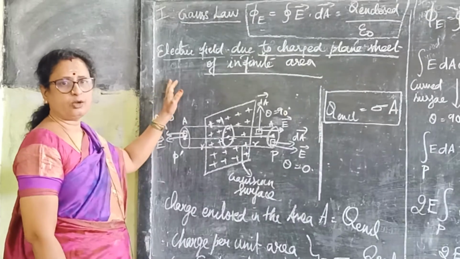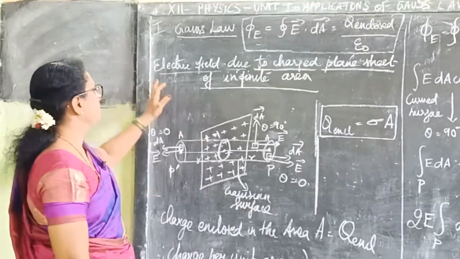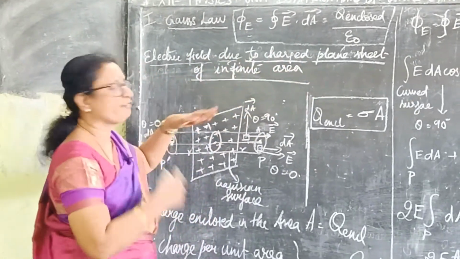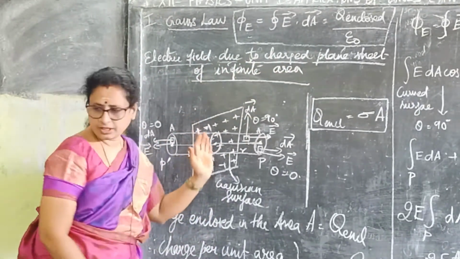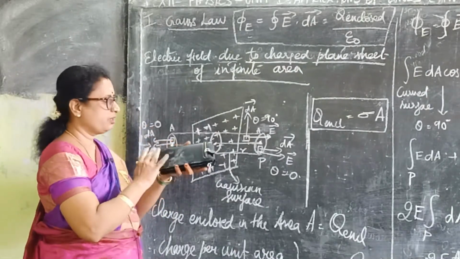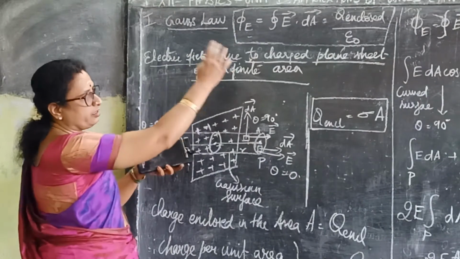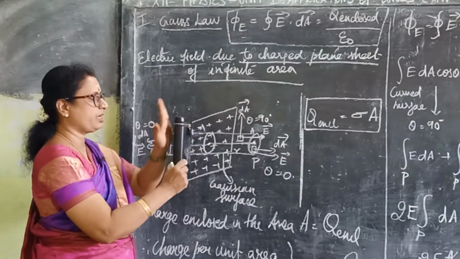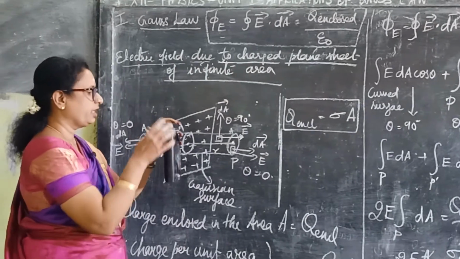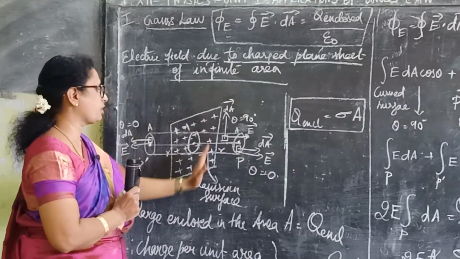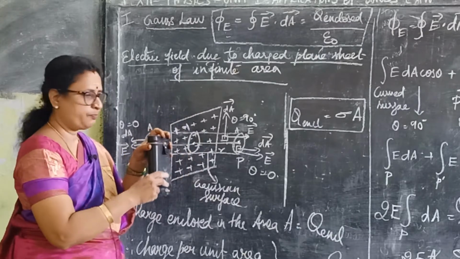Okay children, now we will pass on to the second application, finding the electric field due to a charged plane sheet of infinite area. We are going to consider a plane sheet like this. This is a finite one, but you have to imagine a plane sheet of infinite area like this. If you imagine the plane sheet like this, it is having charges stored in it. I have drawn the positive charge stored in the plane sheet.